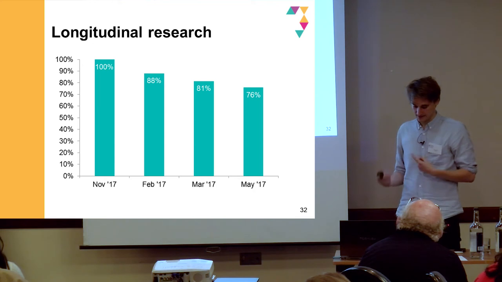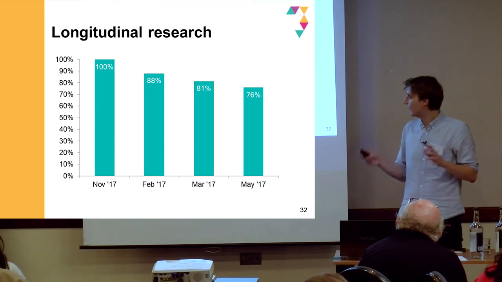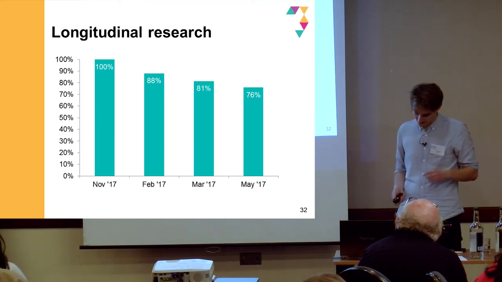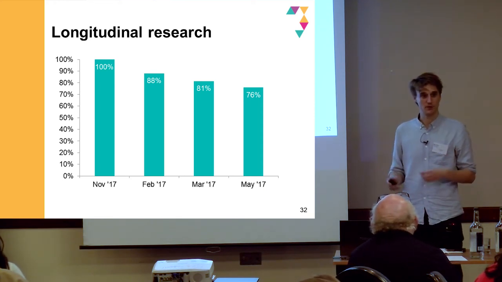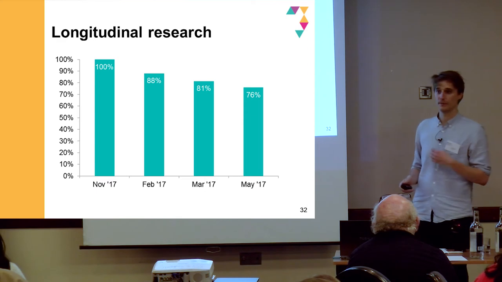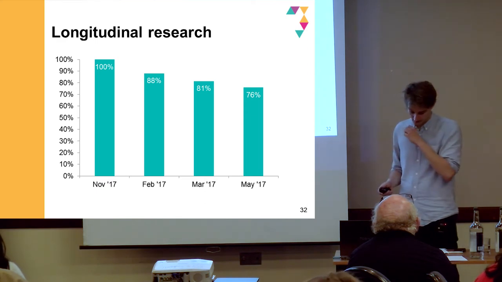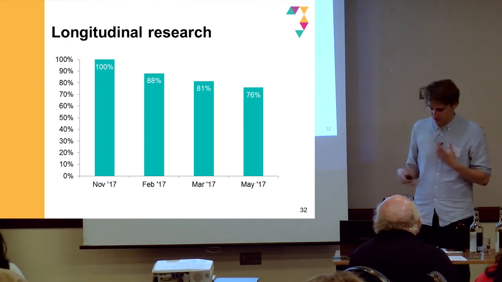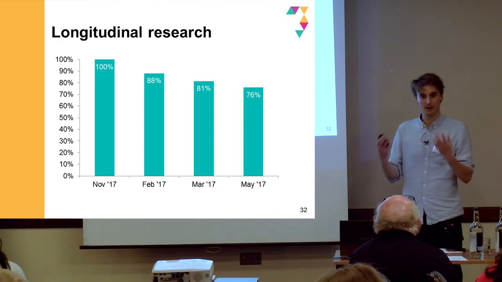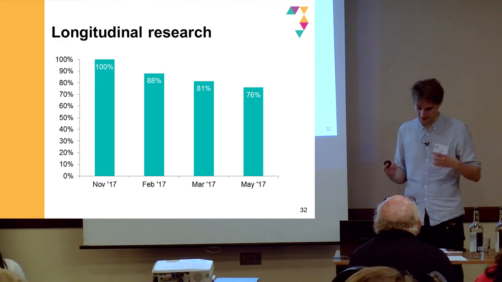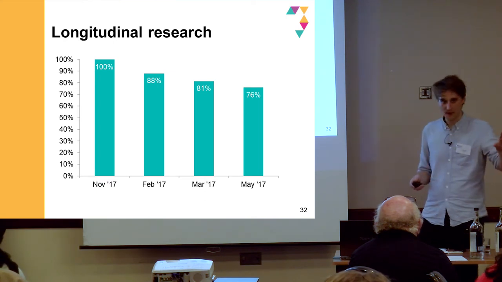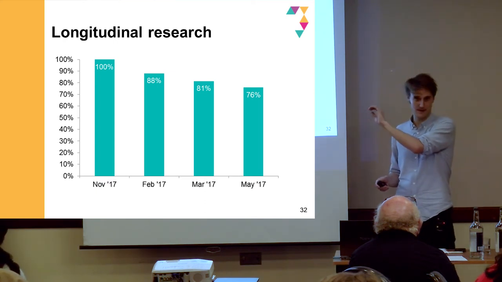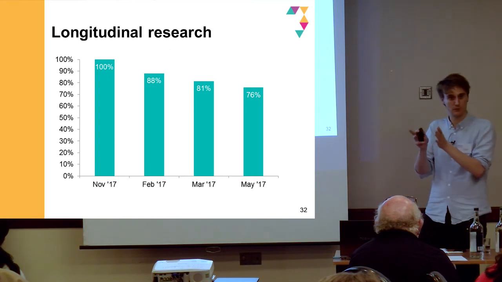So looking at the NatCen panel waves conducted between November 2016 and May 2017, we found that around 85 to 90% of people who took part in any one wave also took part in any one other wave. This reflects the fact that we do seem to have a high within panel response rate, and a section of panellists who take part pretty much all the time, we have a section of our panellists who never take part, and a relatively small group of people in between.